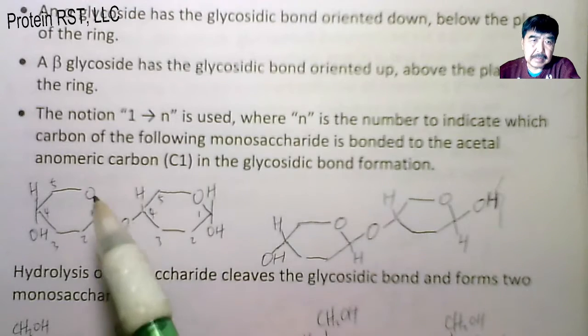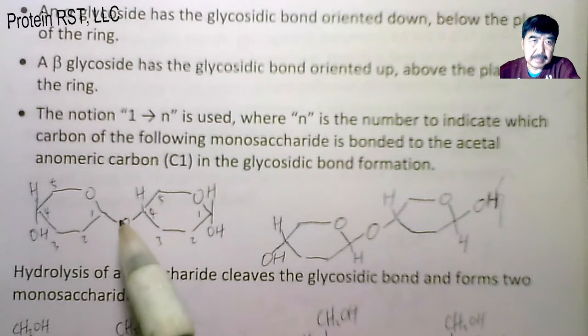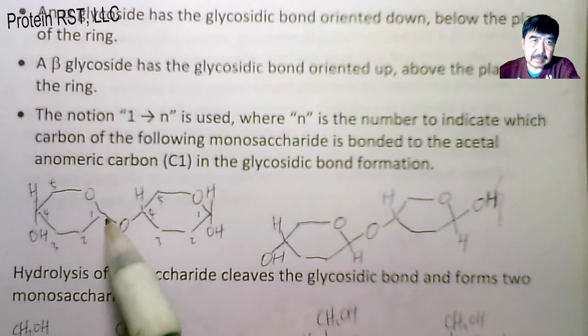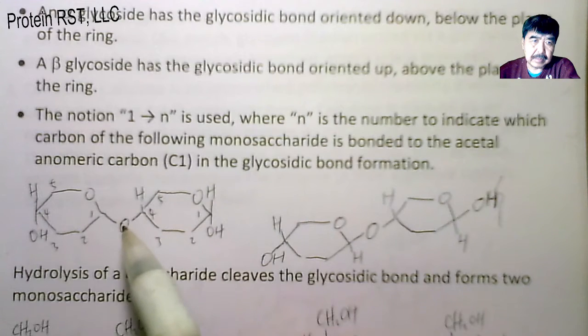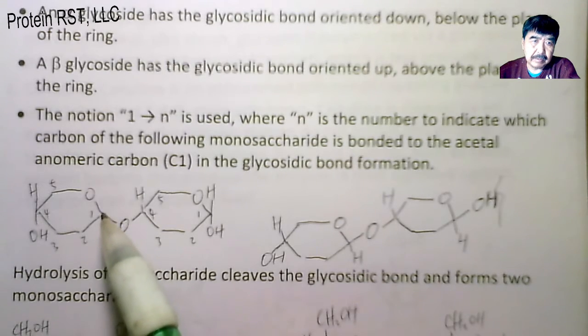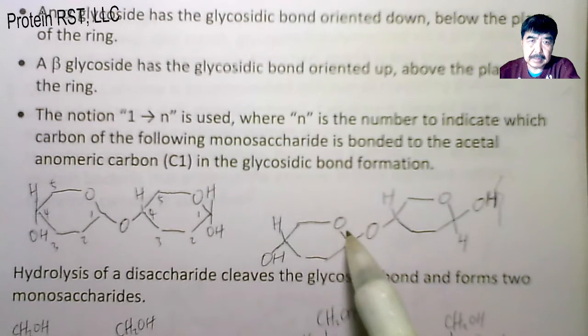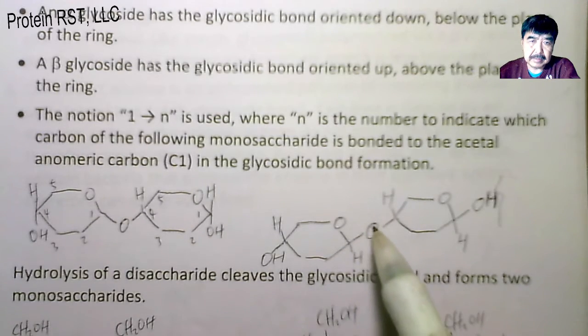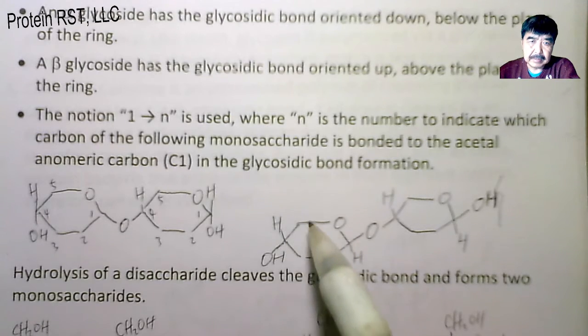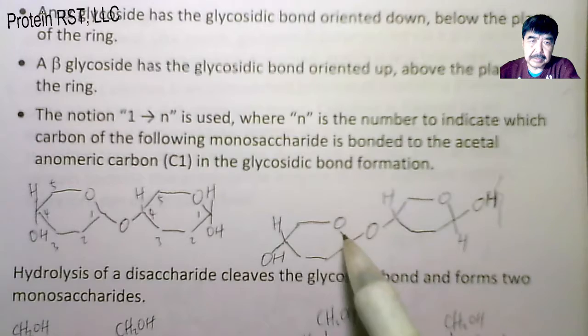This is an alpha glycosidic bond, because this bond is below the plane of the ring. This is a beta configuration. This glycosidic bond is above this sugar ring.